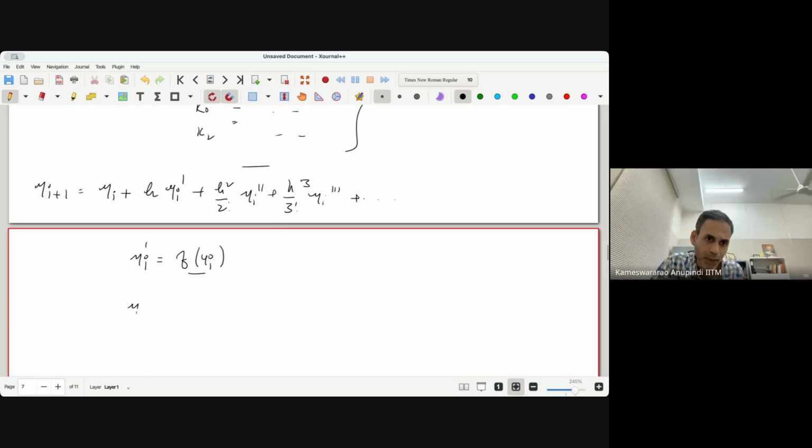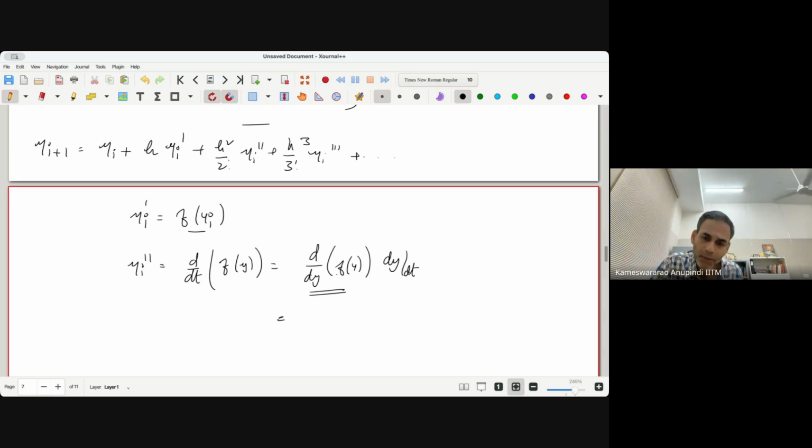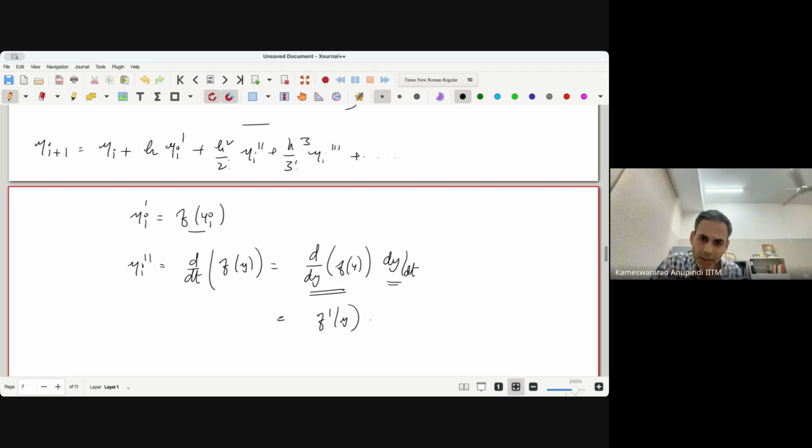And then y_i double prime is going to be simply d by dt of y prime. Here prime is with respect to t, is it? Yeah, d by dt of y prime, which is f of y, right? Exactly. What we said was this is d by dy of f of y times dy by dt. So d by dy of f of y is going to be simply f prime of y. Okay, so we have to apply chain rule, right, sir? Yeah, chain rule, and then dy by dt is simply f of y.